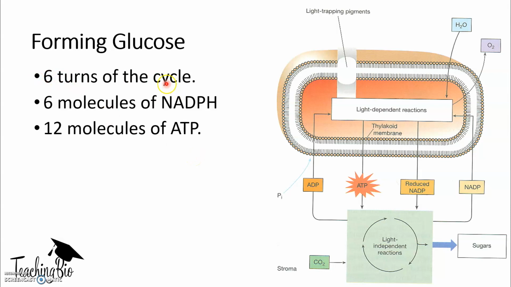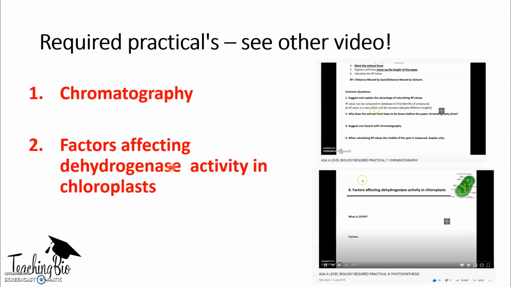So we need 6 turns of the cycle to make 1 molecule of glucose. We need 6 molecules of NADPH and 12 molecules of ATP. It's important that you remember these because they will definitely ask this in some form of way, maybe in a graph. They don't use maths with it, but it's good to know these numbers. There are 2 required practicals in the photosynthesis topic, and they are chromatography and the factors affecting dehydrogenase activity, and I've made videos on them that you can find on my channel.